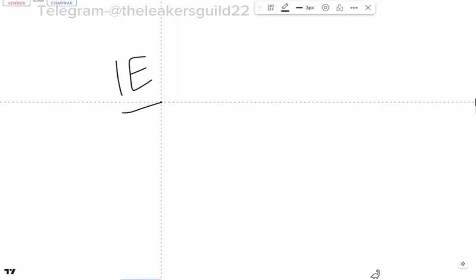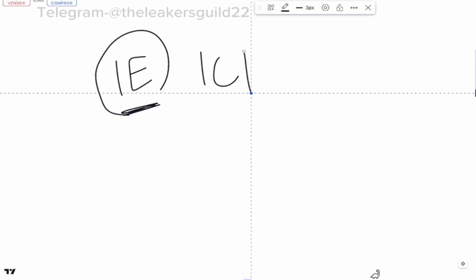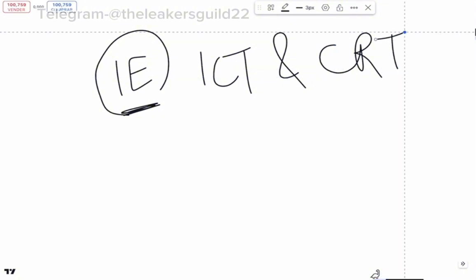Alright folks, welcome to section 1E. ICT and CRT. Now before starting, I'd like to point out the alignment timeframes for CRT.